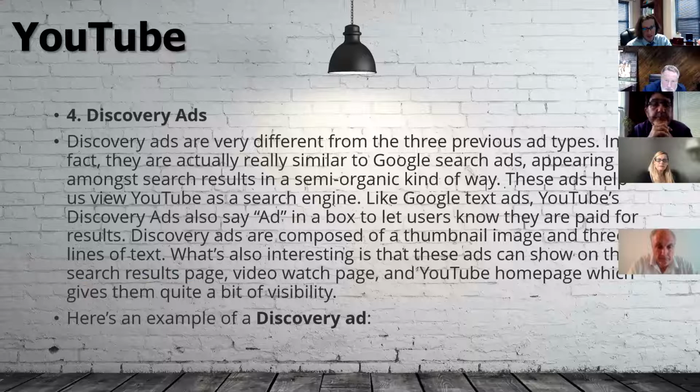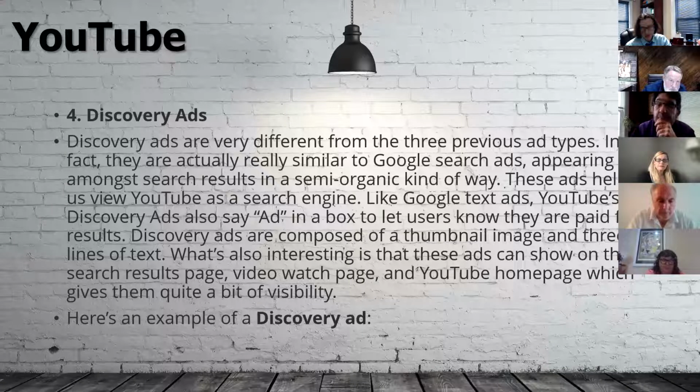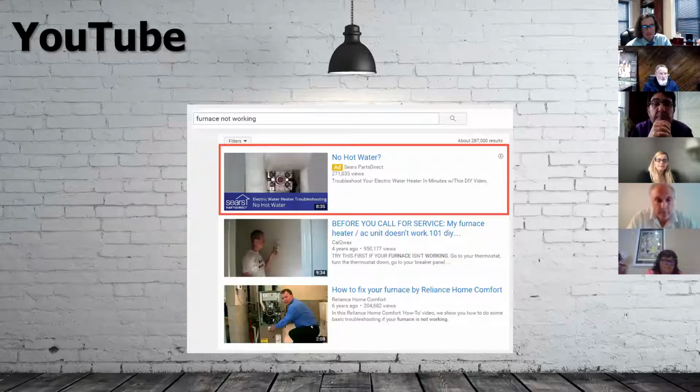Discovery ads. These are image ads that show on the video watch page. So that recommended, I can get a discovery ad where I could have like 20 different images, and Google makes it, they call it an immersive experience, but it's really, they rotate my ads and my copy. So this is a discovery ad on a search result. I search for furnace not working. The no hot water is a discovery ad.